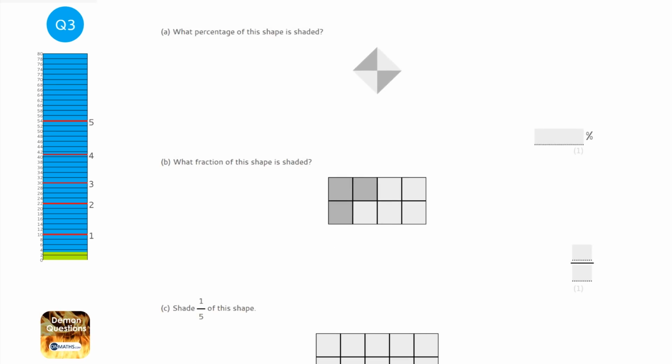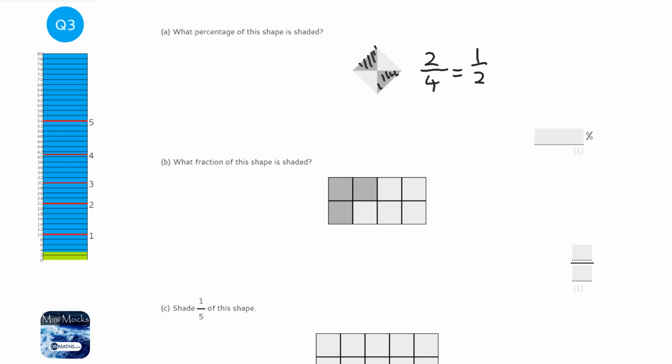So for this question we're asked to find the percentage of the shape that's shaded. So there are 4 sections in total and 2 of them are shaded. So as a fraction that would be 2 over 4. Well, we can halve top and bottom, so it's a half. And you can see there that half of that's shaded.